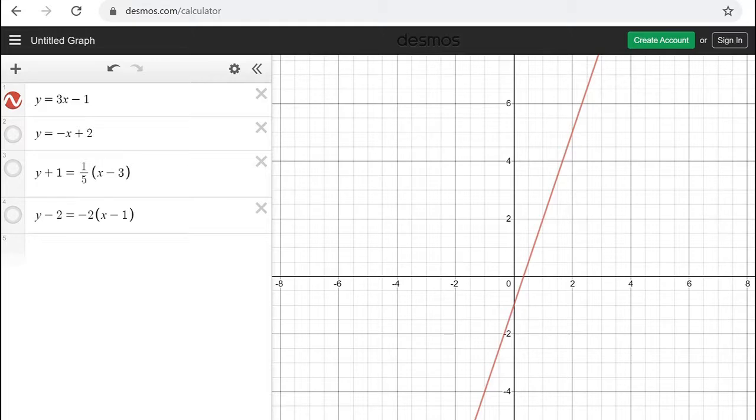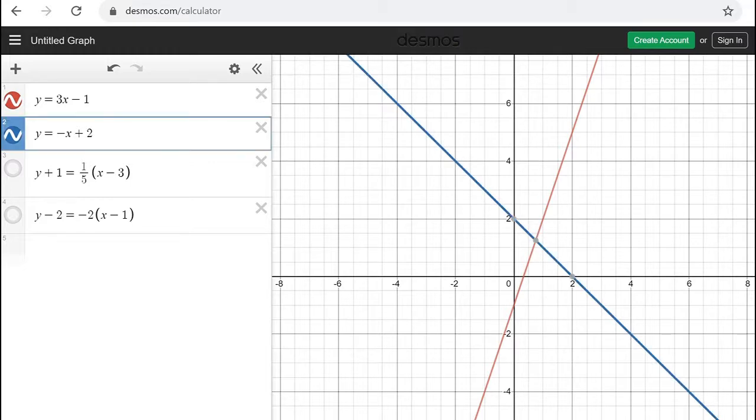Here we have the graph of the line y equals 3x minus 1 again. This has a positive slope of 3, and it's increasing. As you move to the right, the line goes up. Whenever you have a positive slope, you'll see that the line is increasing. On the other hand, if you have a negative slope, like for this line, y equals negative x plus 2, then the line will be decreasing.